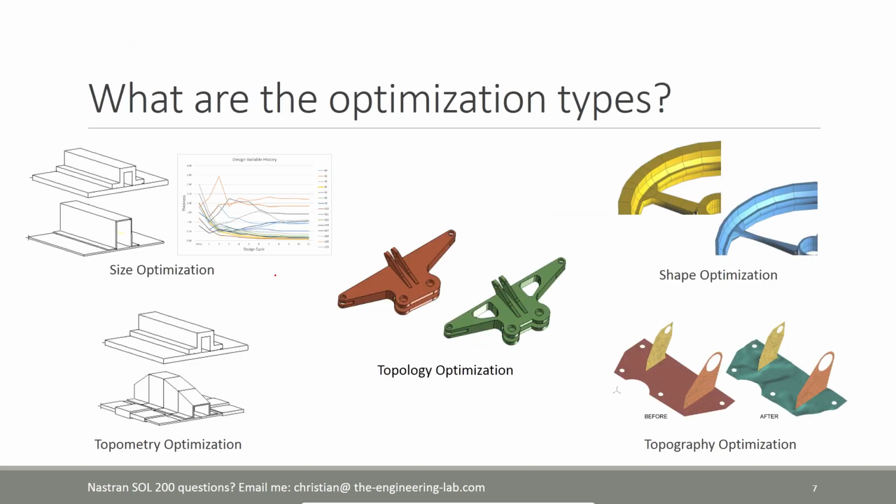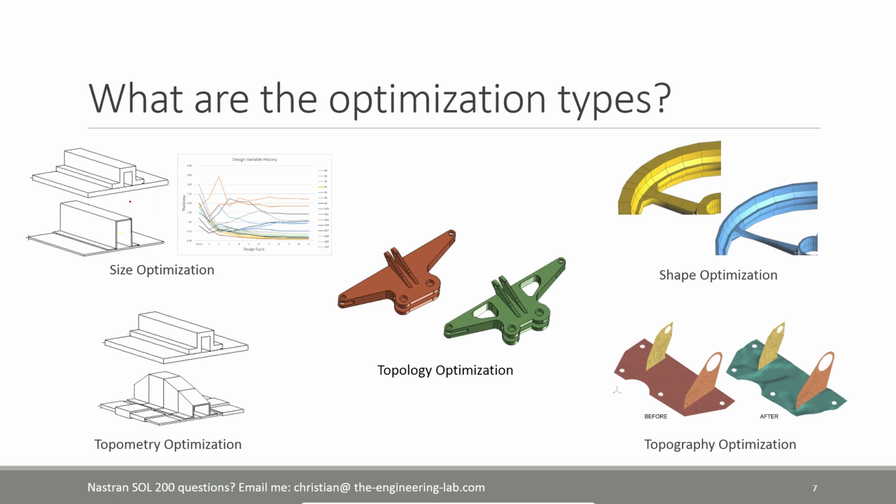Now, there are a lot of optimization types out there. Here I just have 5 of them, but there are a lot more after this. There is global optimization. There's multi-model optimization. There are a lot of other more advanced optimization types, but these are the ones I want to start off with. The first one is size optimization.